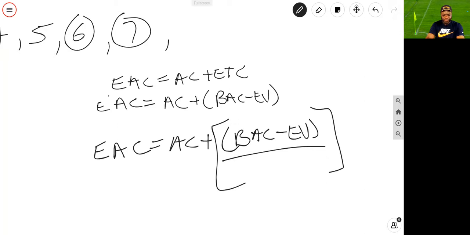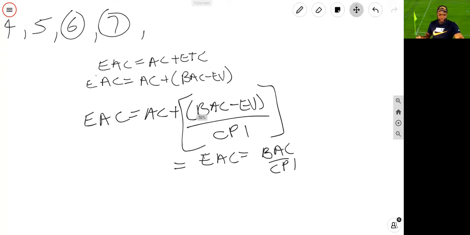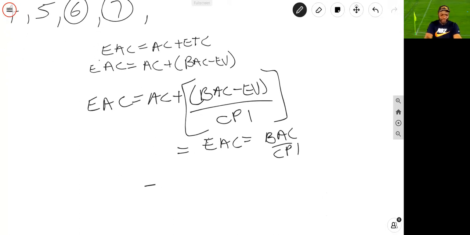You could divide this by either CPI, and that's going to end up giving you EAC equals BAC divided by CPI, right? That's what it's going to end up becoming, or the very same formula.